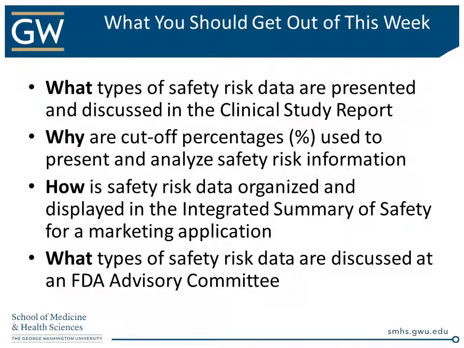So, what should you get out of this week? What types of safety risk data are presented and discussed in the clinical study report? Why are cutoff percentages used to present and analyze safety risk information? How is safety risk data organized and displayed in the ISS for a marketing application? What types of safety risk data are discussed at an FDA advisory committee?